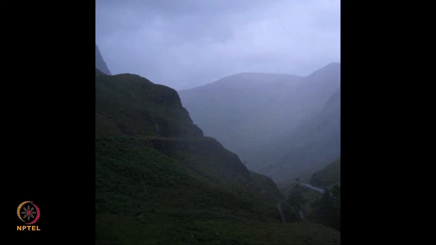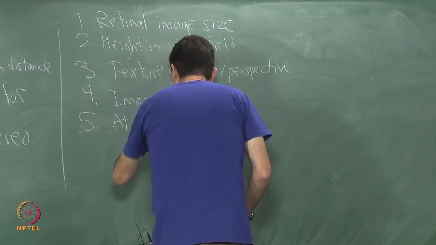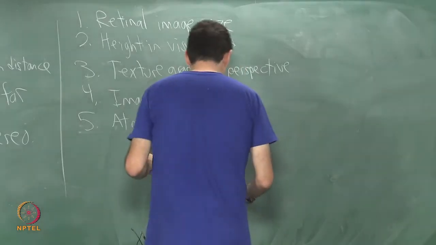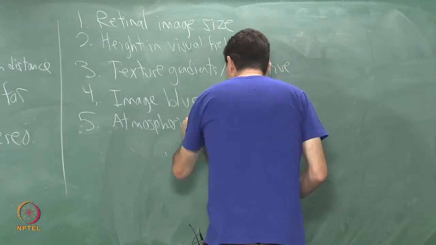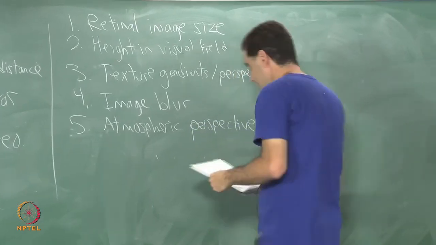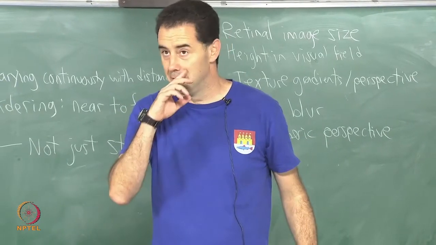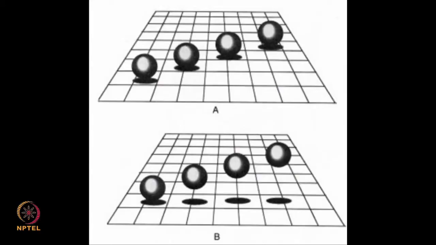This is a case before. Another one is atmospheric perspective. So the hazy mountains in the distance, right, seem to be further away, so it's some additional cue.